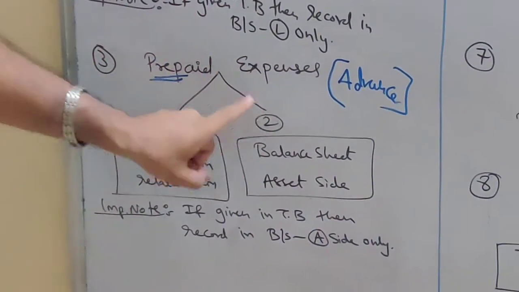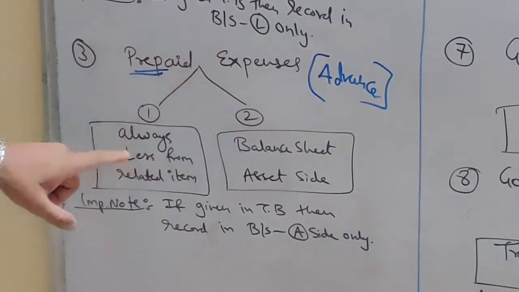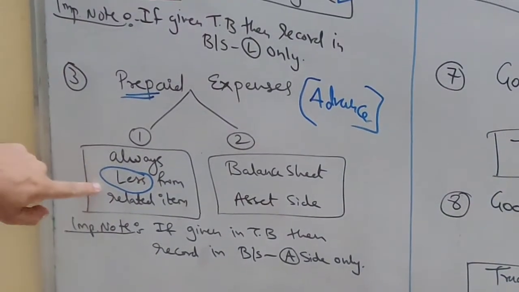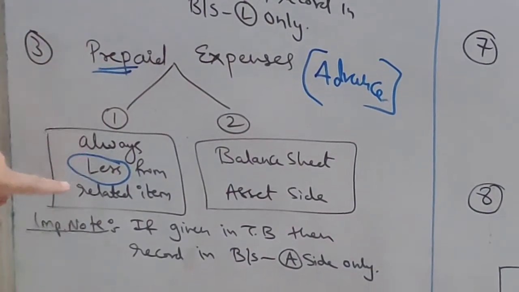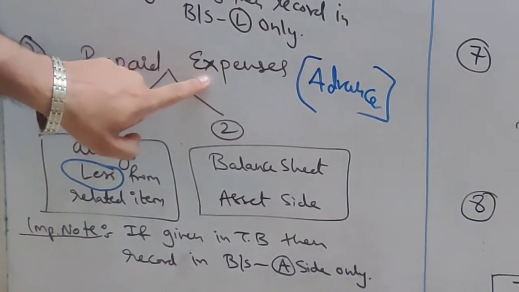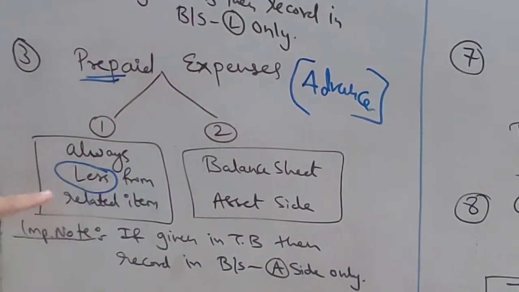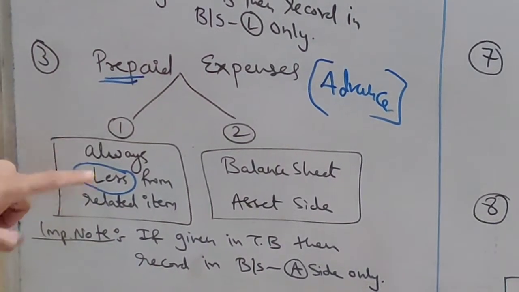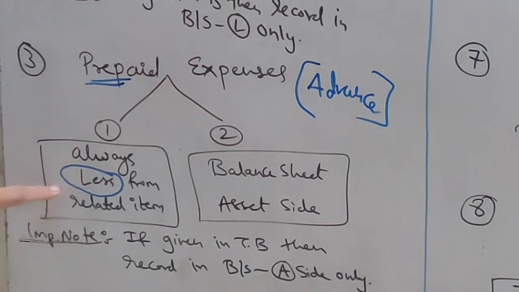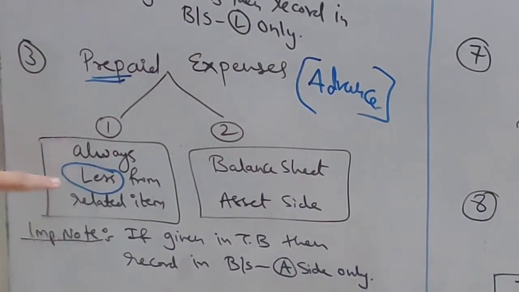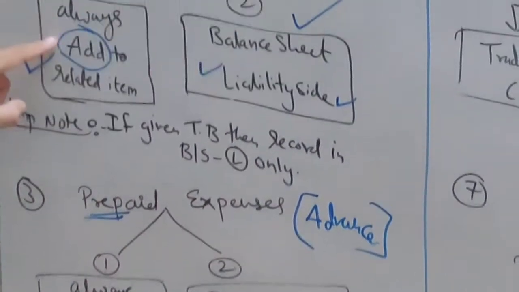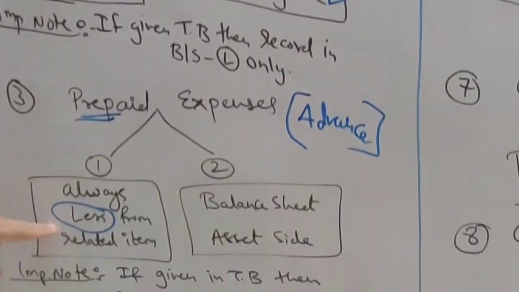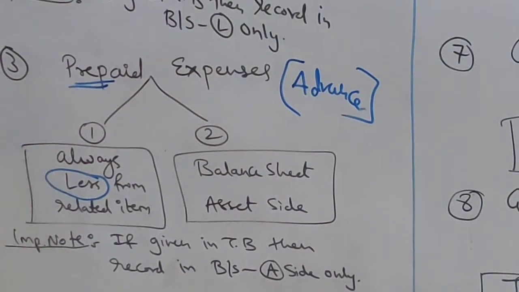So prepaid, again two effects, if it is given in adjustment. First effect is always less. You have to minus from your prepaid expenses. Whatever related expenses they have given, if they have given prepaid insurance, minus from insurance. If they have given prepaid wages, minus from wages. If they have given prepaid salary, minus from salary. So prepaid always less and outstanding always add. Remember this way. Outstanding always add and prepaid always less from the related item, whatever they have given.